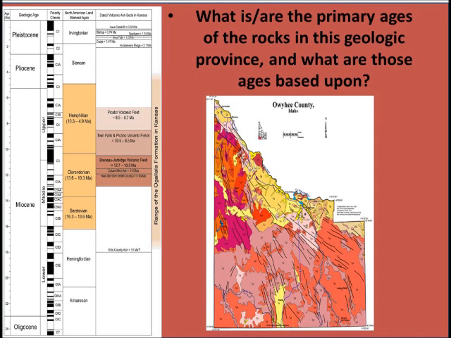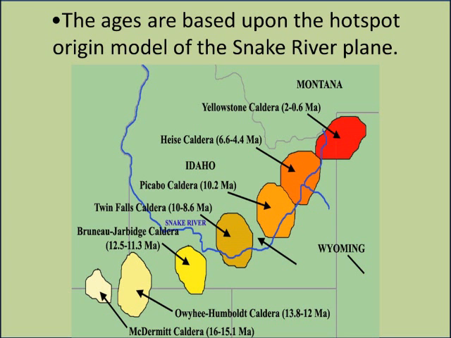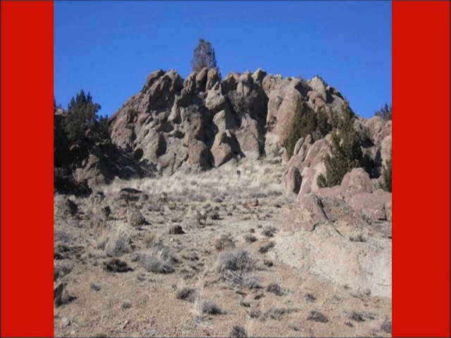What are the primary ages of the rocks in this geological province, and what are those ages based upon? The primary ages of the rocks in the province are of the Pliocene and Upper Miocene eras. The ages are based upon the hotspot origin model of the Snake River Plain. A portion of Owyhee is also home to Cretaceous extrusive granite.